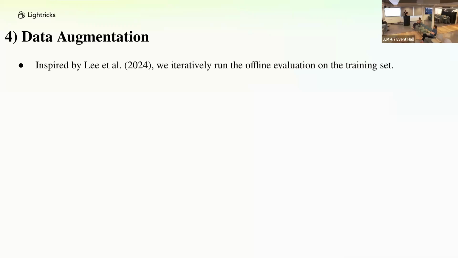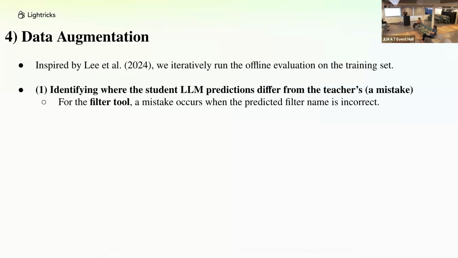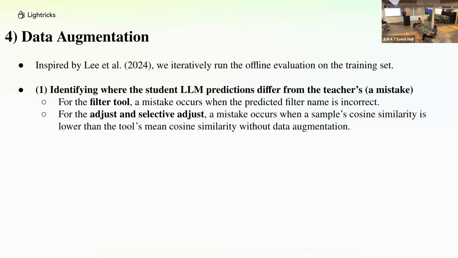Okay, so let's talk about the data augmentation that I told you about. We are inspired by another research by Lee et al. What we are doing is iteratively running offline evaluation on the training set. In this iterative algorithm, the first component is to identify the student LLM predictions that are mistakes, so when the student is different from the ground truth. For the filter, it's easy to check if you have a mistake, if your predicted filter class is different from the ground truth. And for adjust and selective adjust, we define a mistake to be when the cosine similarity of a specific sample is lower than the average if no augmentation was made.